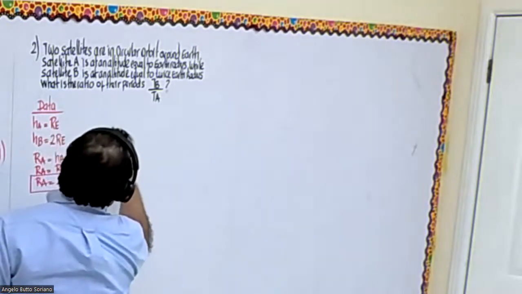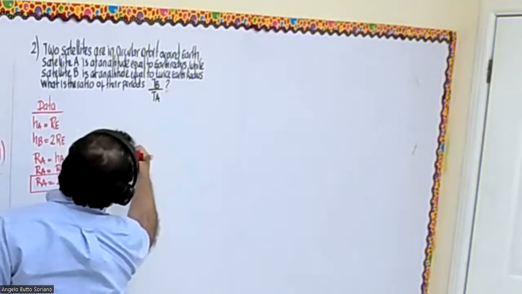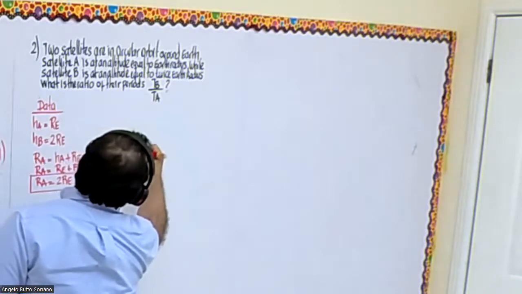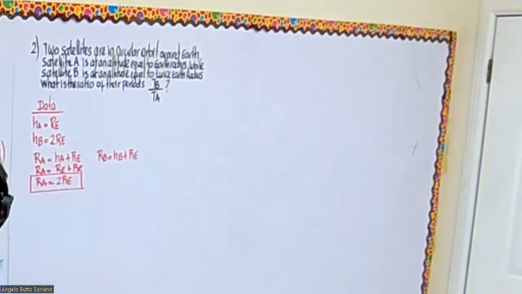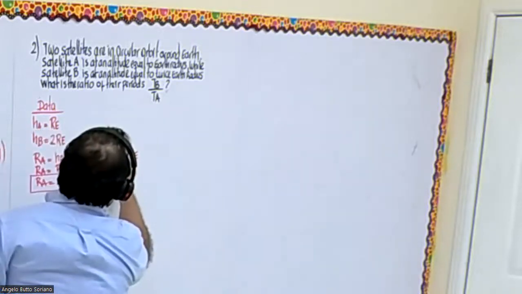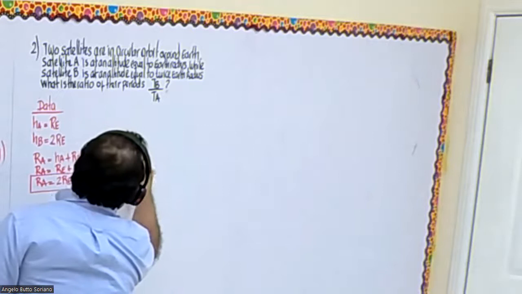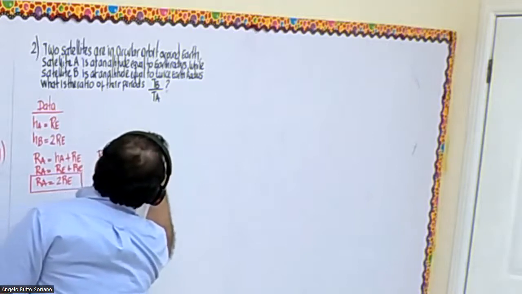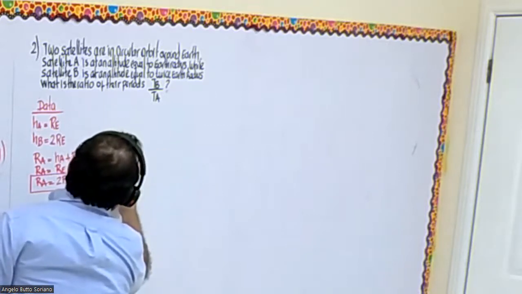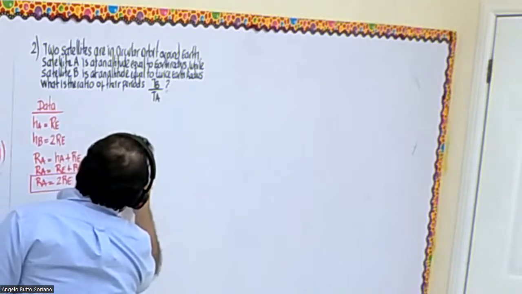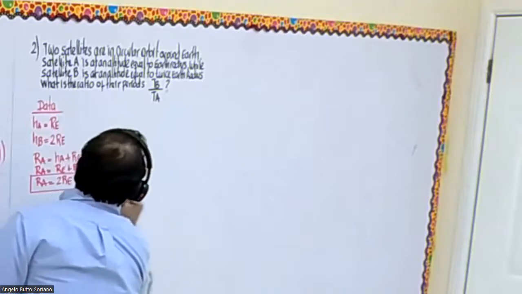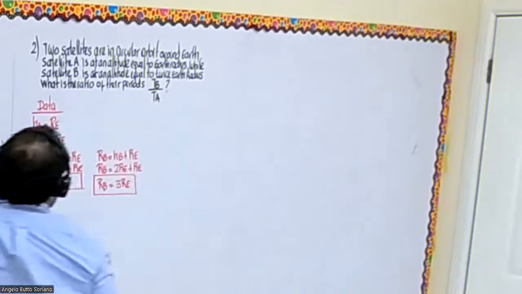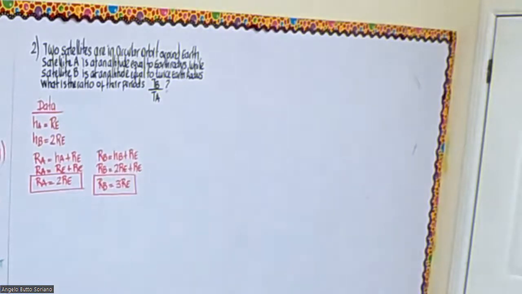How about the radius B? The radius B is the altitude B plus the radius of the Earth. Because the problem says the altitude B is twice the radius of the Earth, we have twice the radius of the Earth plus the radius of the Earth. So the radius B will be 3 times the radius of the Earth. We got the relationship between the radii.